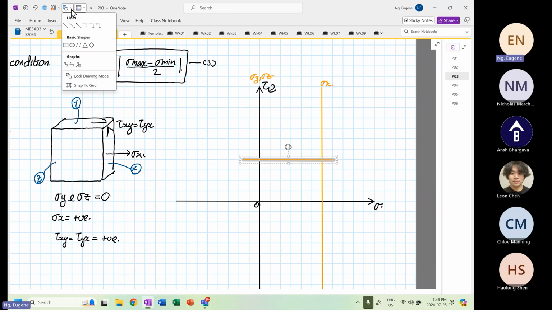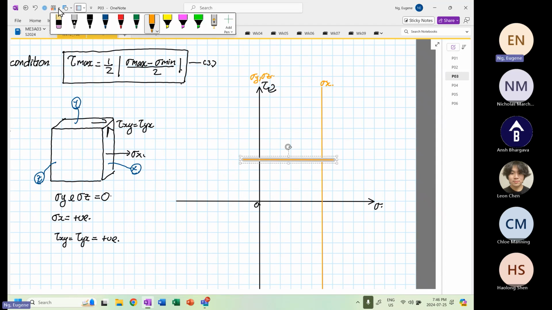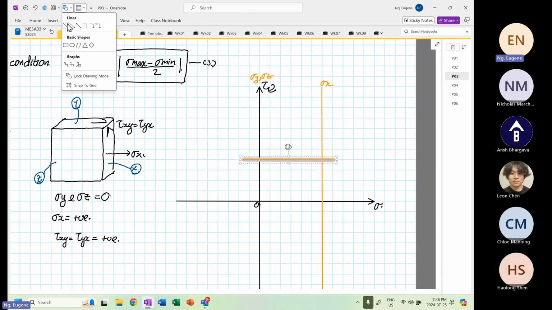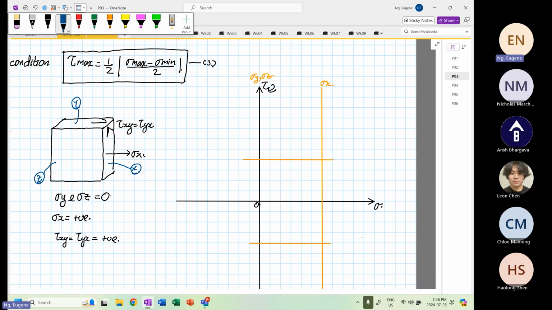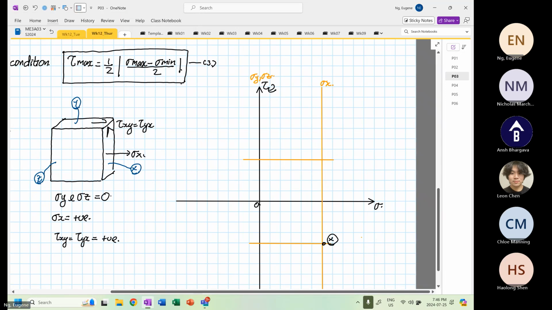Then we are going to have another shear line over here. Okay, and then point X is all going to be down here. Over here will be a point Y. And what's opening down here, this is our point Z.